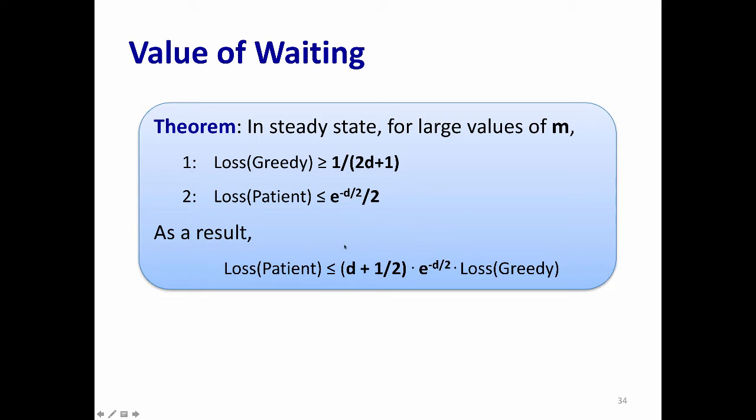So that's not super important. The key point is that the loss under the greedy algorithm is at least 1 over 2d plus 1, and the loss under the patient algorithm is at most e^(-d/2) divided by 2. If you set a reasonable value of d for the kidney market in the United States into these two equations, you immediately see that the loss of the patient algorithm, the algorithm that waits and only matches critical agents, is at most 17% of the loss of the greedy algorithm.